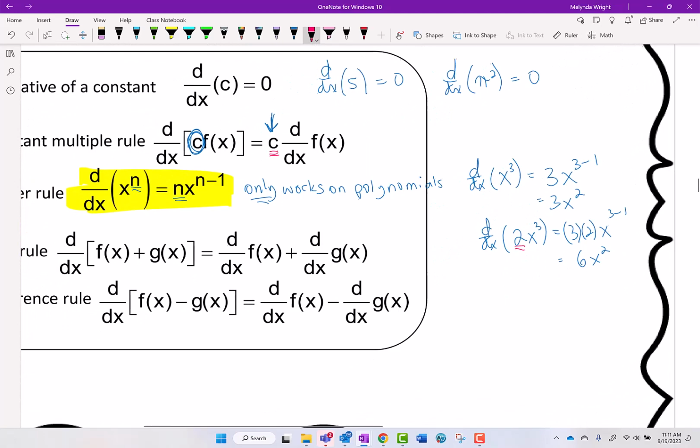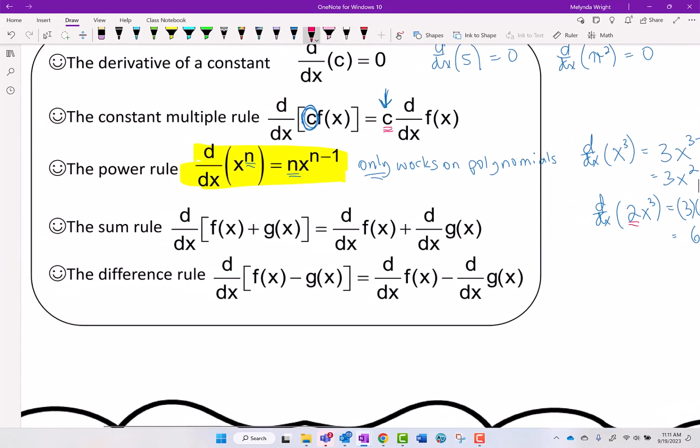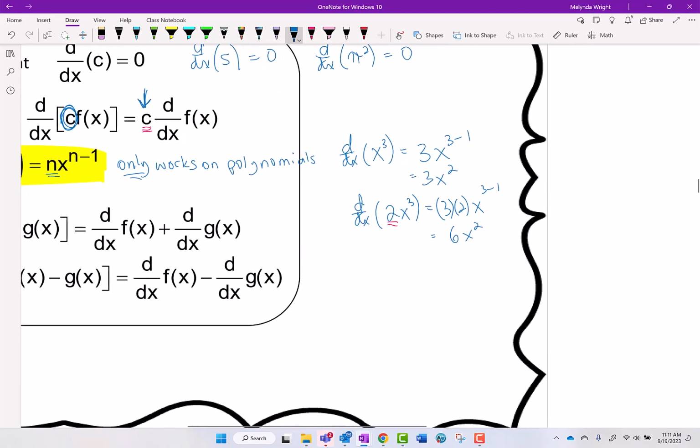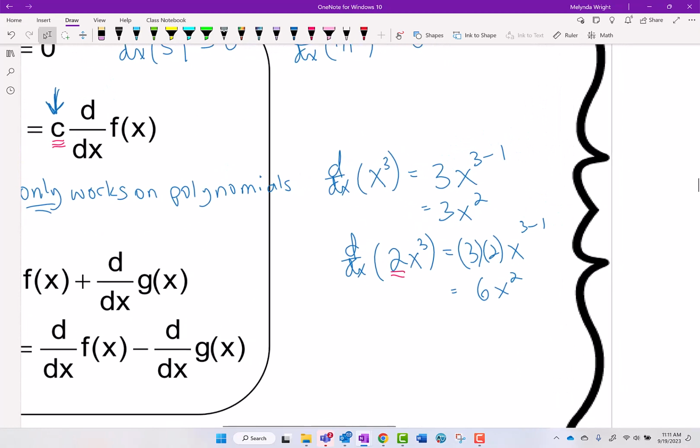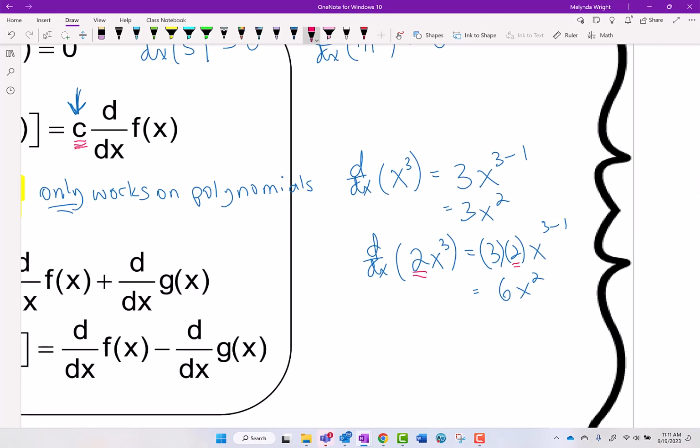Okay. Two other rules. This 2 that I have underlined, that was in the problem. We're supposed to take the derivative of 2x cubed. That was what our task was. And so the 2, I just left there. It's just hanging out, not doing anything to it, much like this C. It's just there as a multiplier.